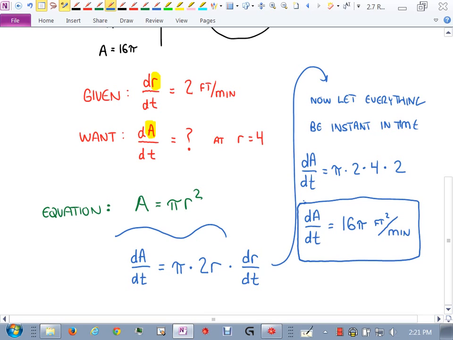Pi is a constant, so I bring it down. Right? You just bring the constant down in front. Derivative of r squared is 2r. It's one of the first rules that we learn. You can do product rule with a constant, but you don't. With constants in front of functions, they come along.